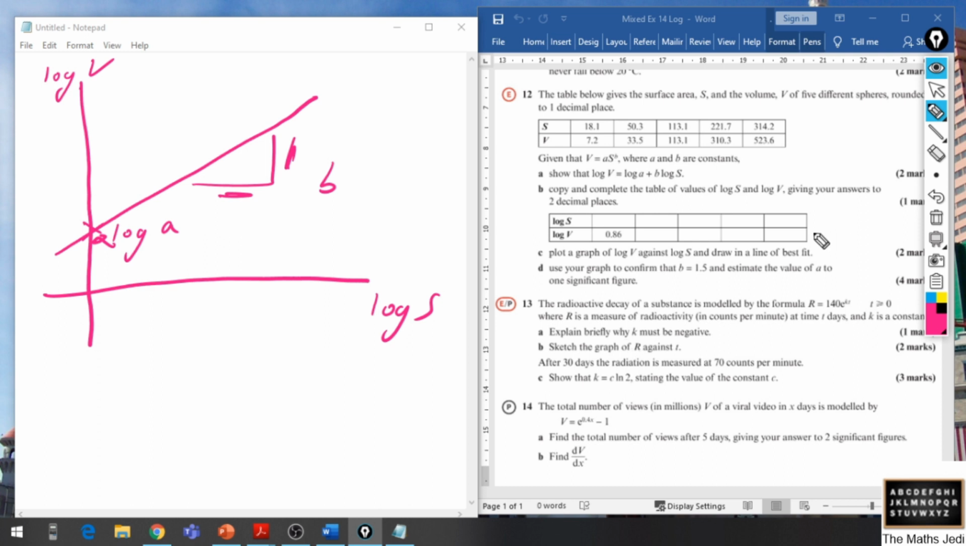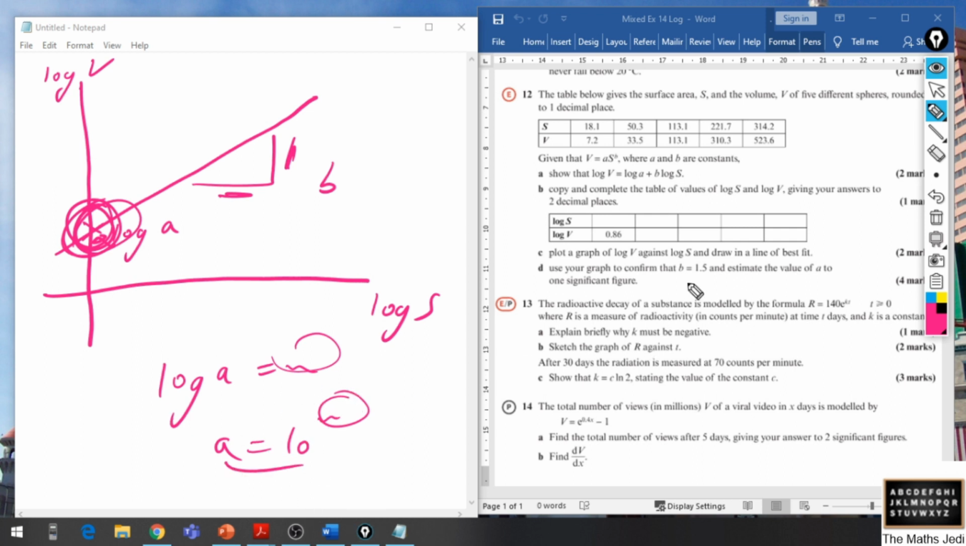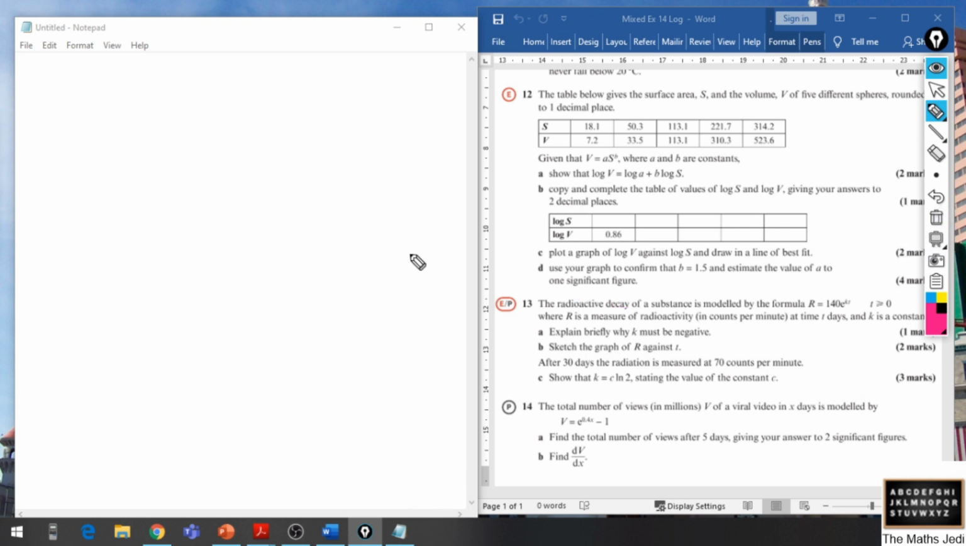When it says estimate the value of a, you would look at where it crosses, and remember that log a is where it crosses, so whatever that value is, you'd then have to do the anti-log. So a would be 10 to the power of whatever this particular value was. Put it 10 to the power of that to get a, and don't forget to do it to one significant figure. I'll leave you to do the detail, but that just gives you a little bit of an overview.